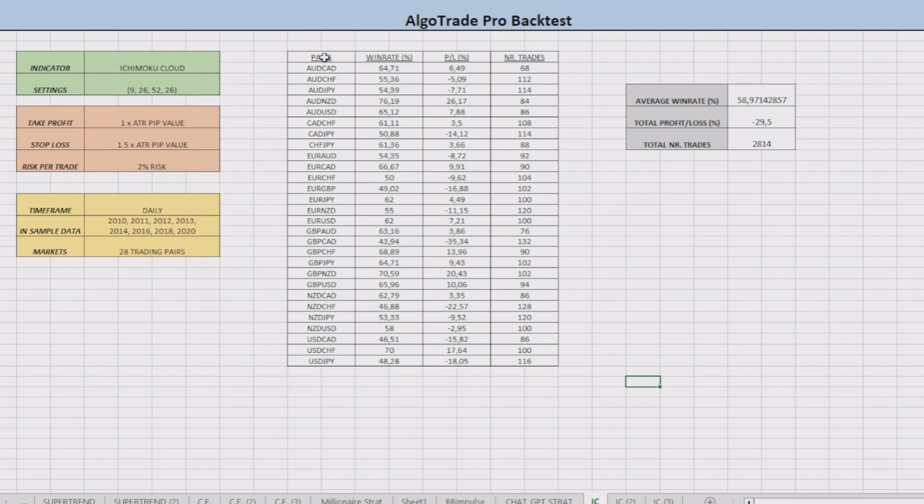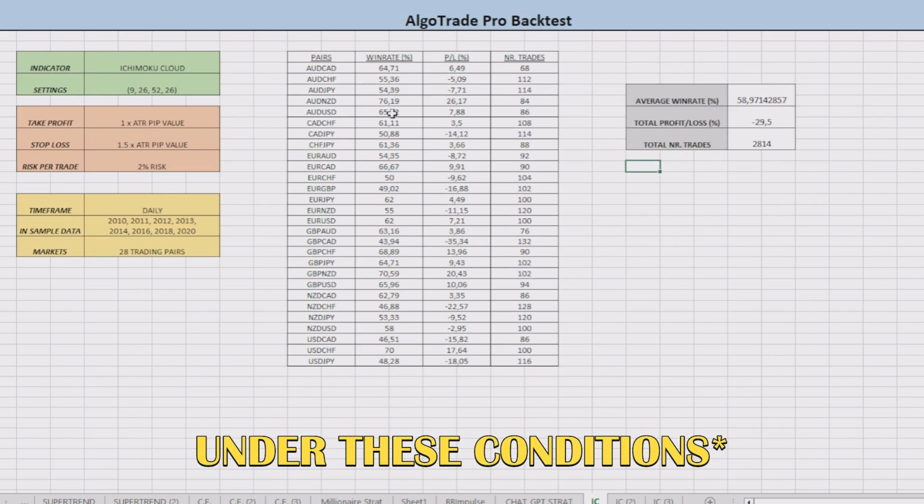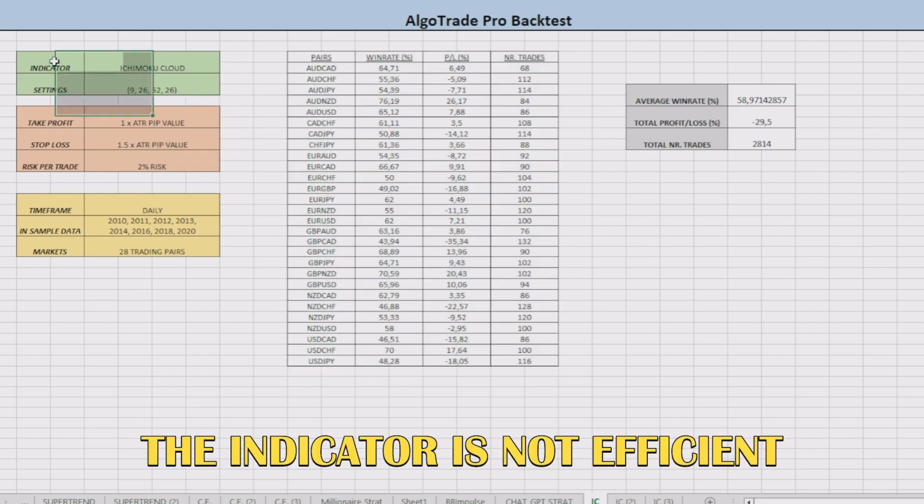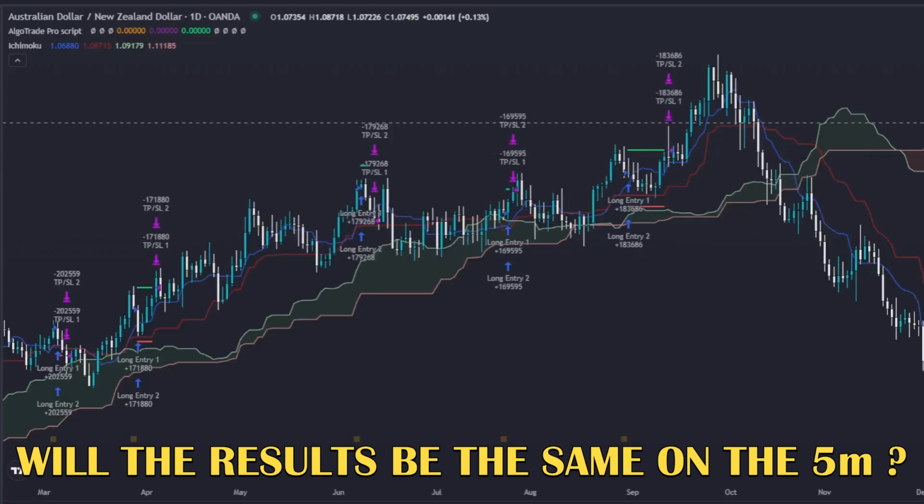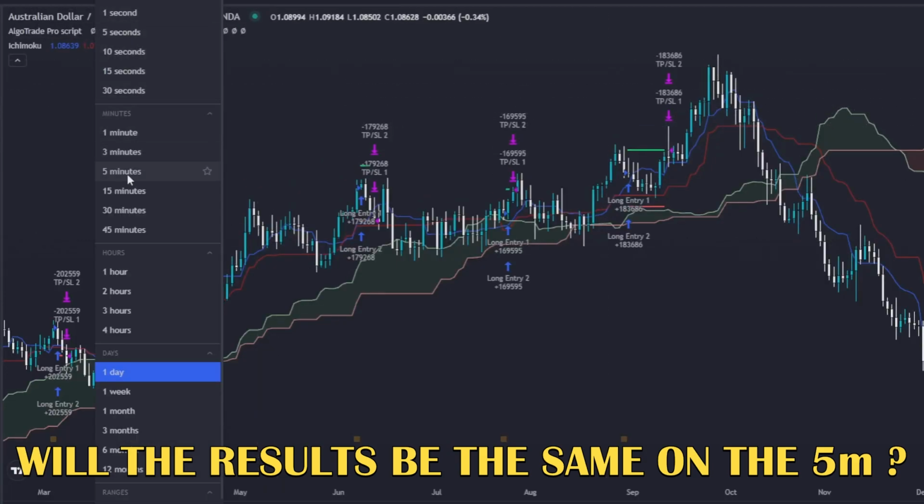Here are the backtest results from our sample in the daily time frame, and we can see that after 2,814 trades, our Ichimoku Cloud indicator strategy has an average win rate of 58.97% and a loss of almost 30%. As such, we can see that, at least under these conditions, this indicator is not very efficient. But will the results be the same on a smaller time frame?